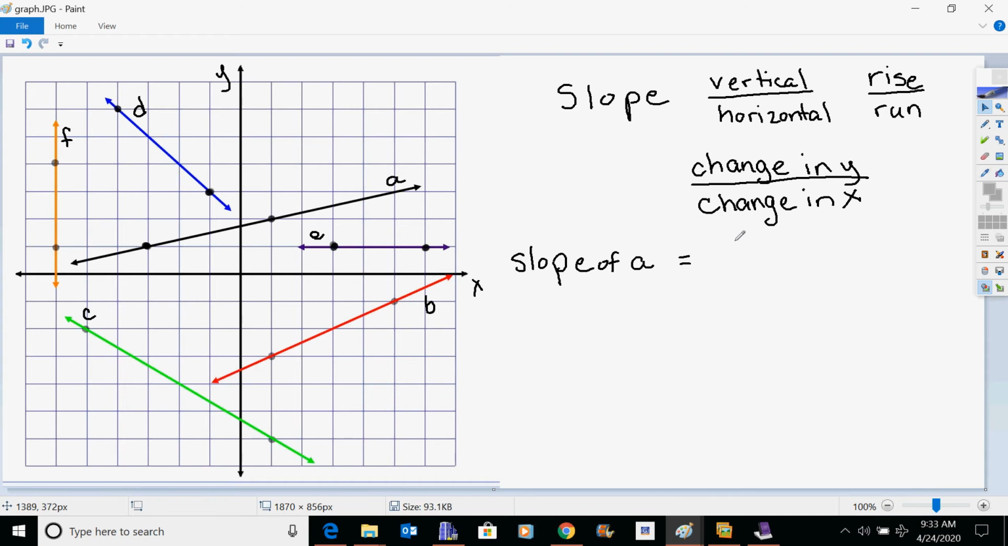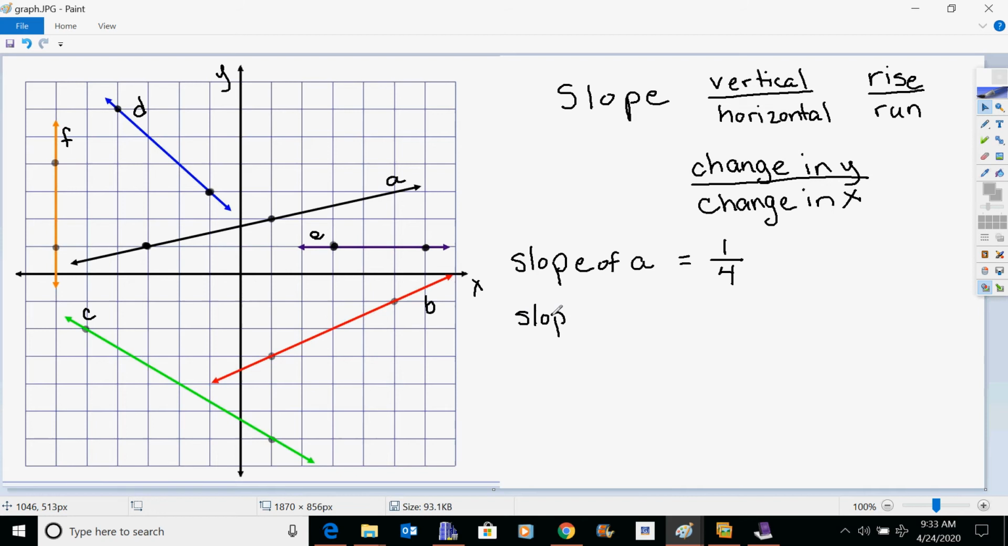That's the top part of my fraction. My change in my y is up 1, and 1, 2, 3, 4 to the right. Up 1 over 4. So this is what we would call the slope of line A. Up 1 over 4. Okay, let's look at the slope of line B.